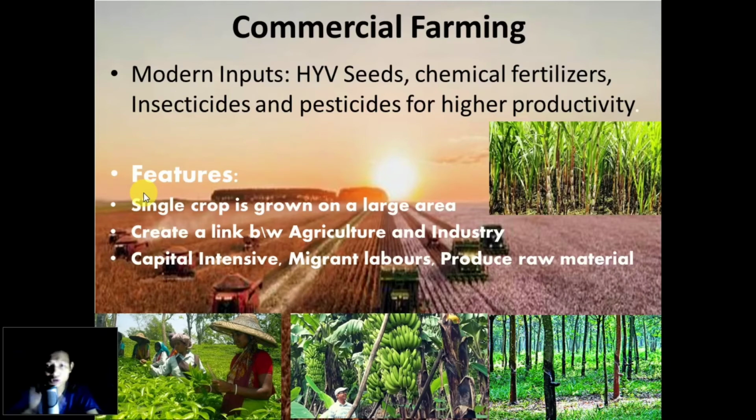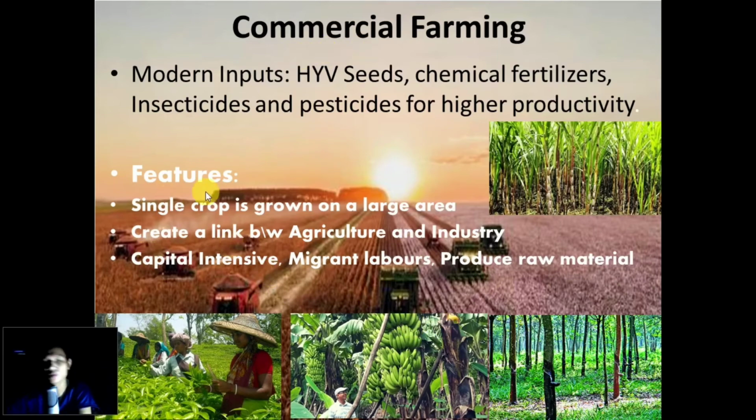Here a single crop is grown on a large area, such as a tea plantation, banana plantation, rubber plantation, or sugarcane plantation. A single crop is grown on a very large area for commercial purposes. They create a link between agriculture and industry, because commercial farming produces raw material for the industries.